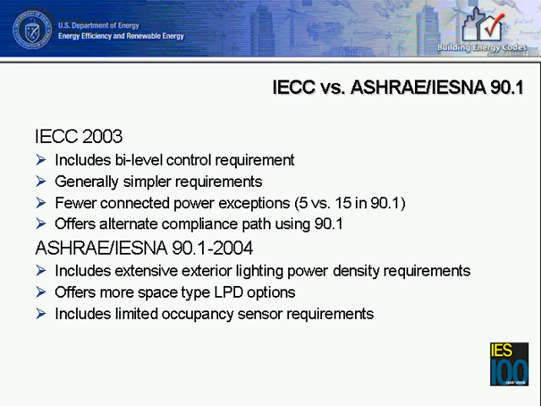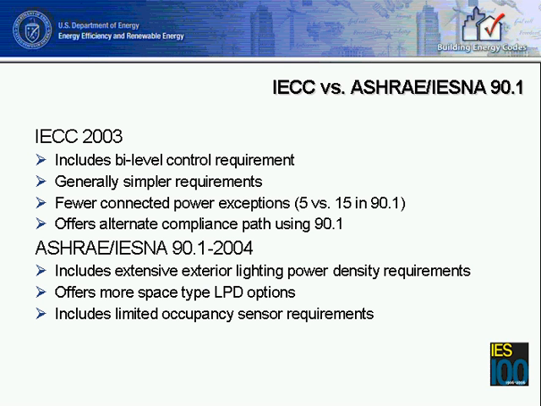As mentioned, there are differences between these two codes, and I'd like to cover those a little bit. In the IECC 2003, there is a bi-level control requirement, which is different from the ASHRAE code. IECC is generally a simpler code in that it doesn't have as much detail, and this was by design. Not that there's anything missing there, it's just a simpler version of the code. Part of that is that it has fewer exceptions in places such as the installed interior lighting power. There are 5 exempted categories of equipment, such as emergency lighting, whereas there are 15 in the ASHRAE code.